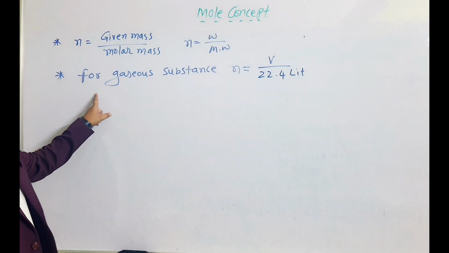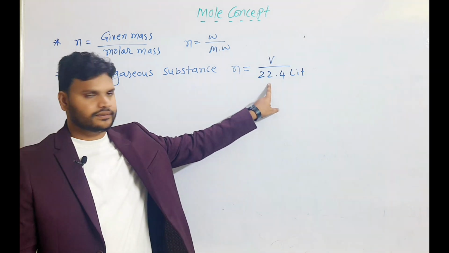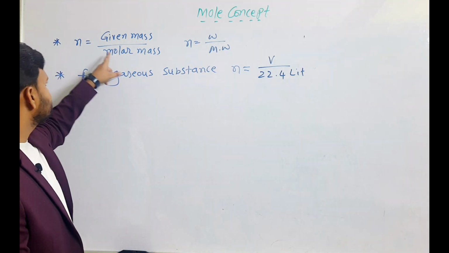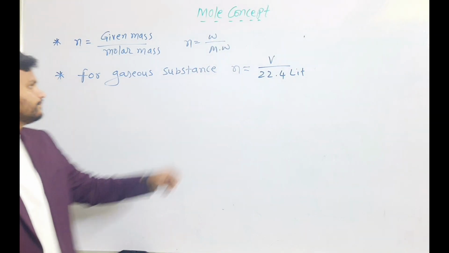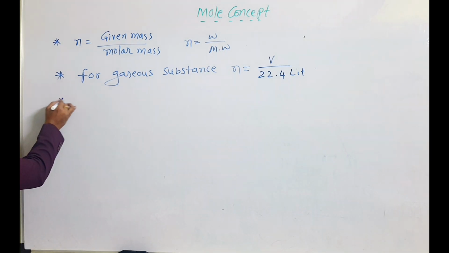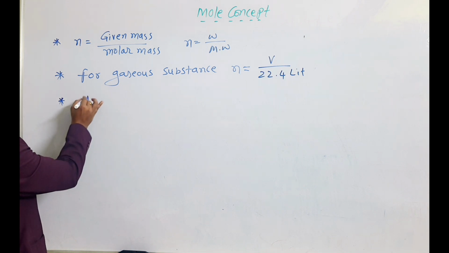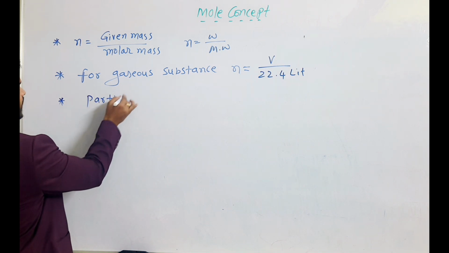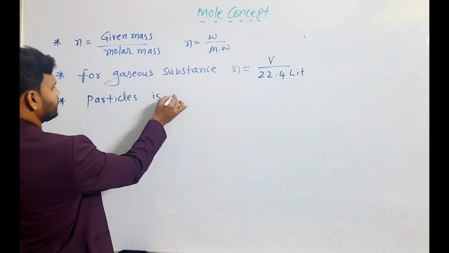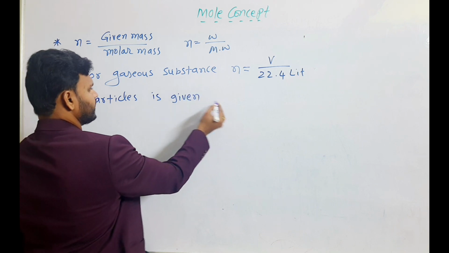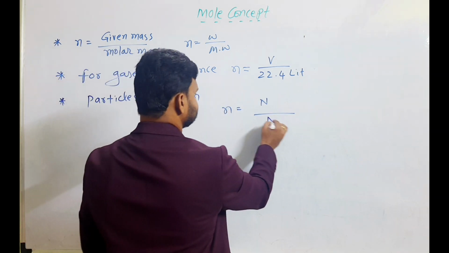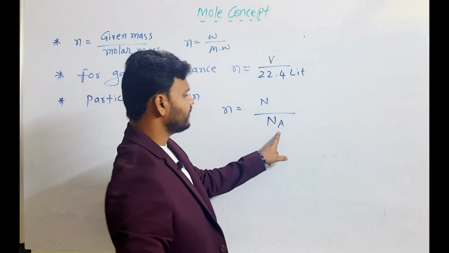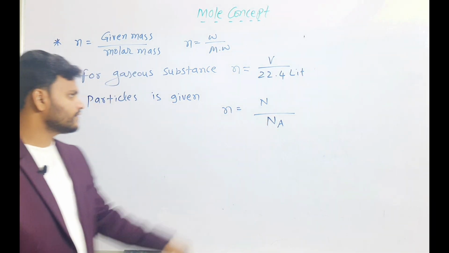अगर गैसियस सब्सटेंस दिया तो ये लेना पड़ेगा फॉर्मूला, अगर वो मास दिया तो ये लेना पड़ेगा ऐसा. नेक्स्ट पार्टिकल्स इज गिवन. अगर पार्टिकल्स दिया तो तुम ये फॉर्मूला यूज करना पड़ेगा. n equals N by Na, Avogadro number. N is nothing but number of particles.